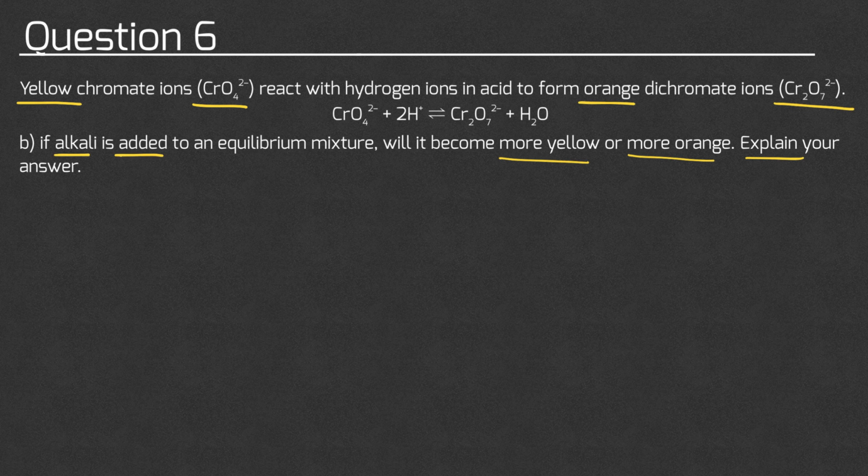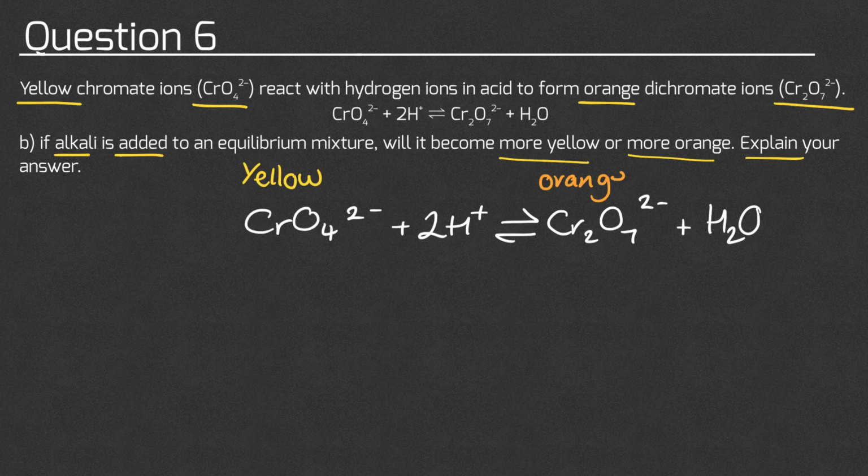The next thing to do is label the equation again with what colours each of the chemicals are. So just as we did for the first part of this question, we're saying that the chromate ions are yellow and the dichromate ions are orange. Adding these now will help us not get mixed up later on.